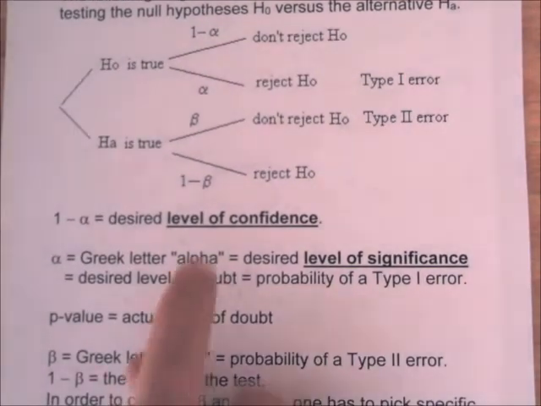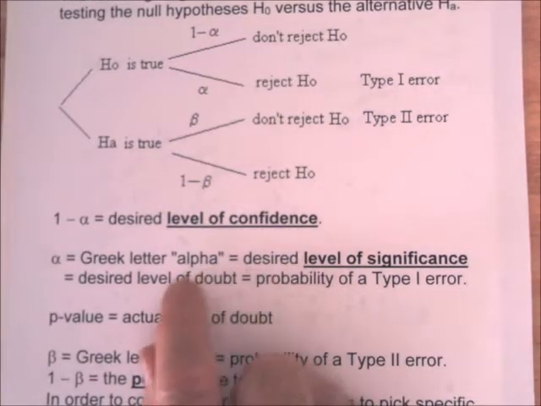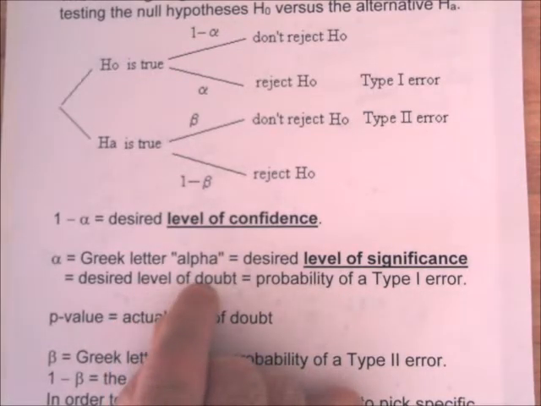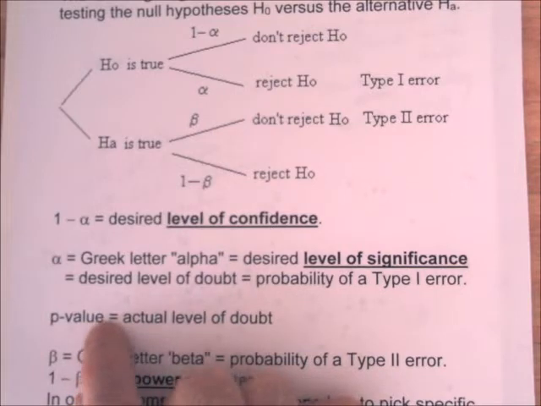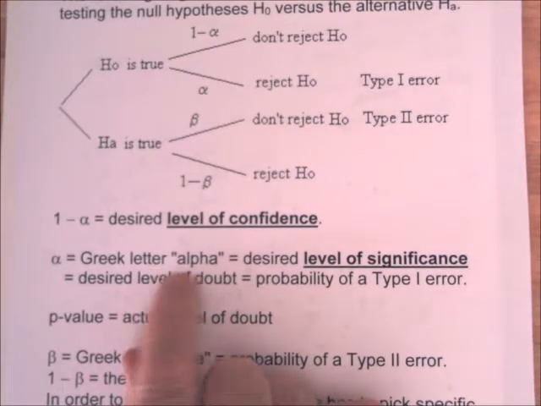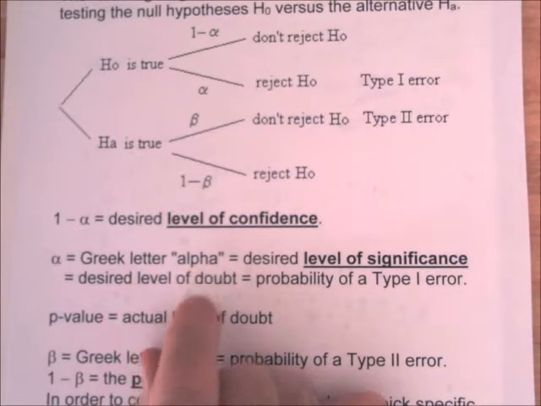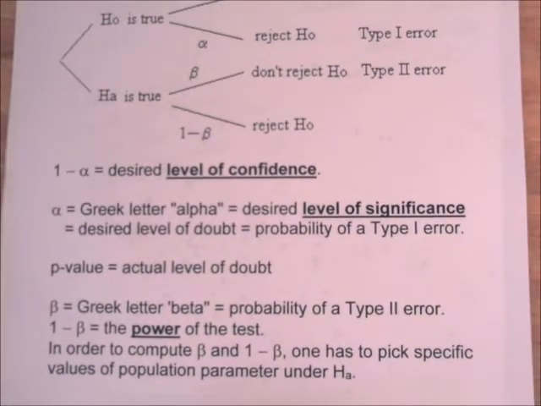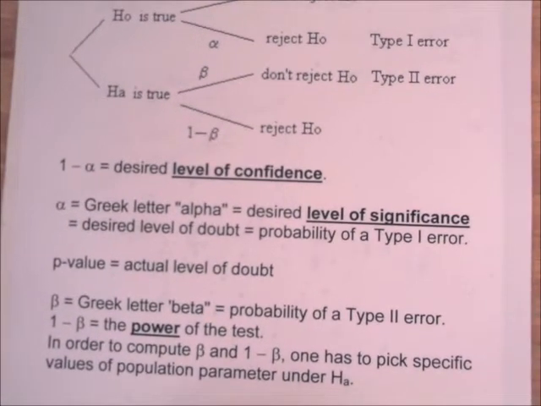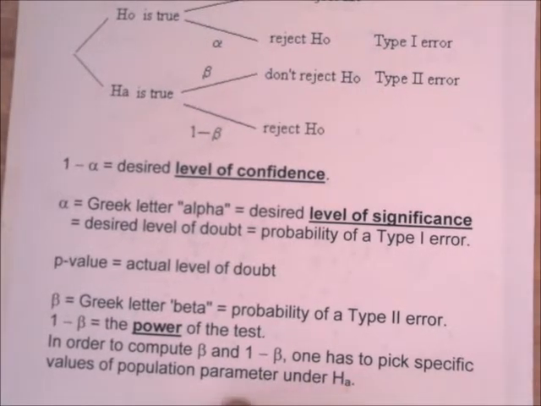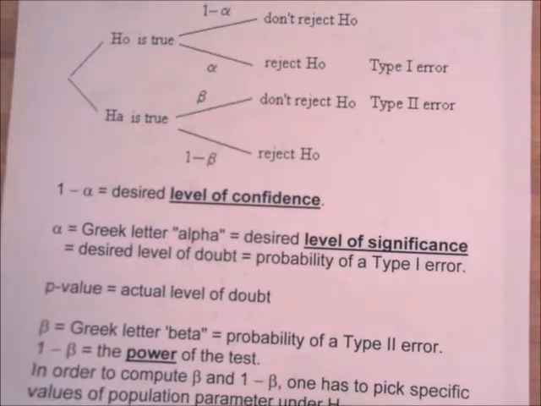Alpha is the level of significance. Actually, it's the maximum desired level of doubt. The p-value, which is actually computed based on our data, is the actual level of doubt, or the computed level of doubt. And we compare it to alpha, which is the maximum desired level of doubt. In order to compute beta and 1 minus beta, you have to pick a specific value of the population parameter.